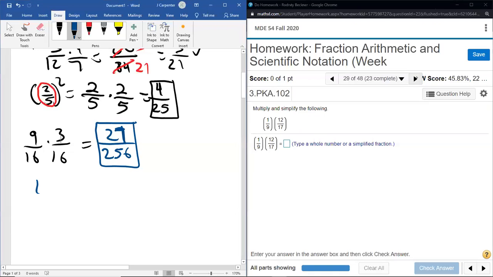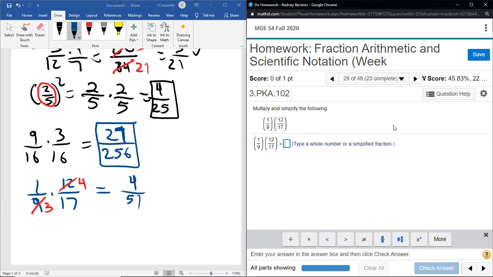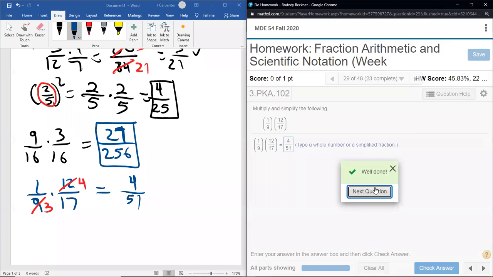We'll show this one. 1 over 9 times 12 over 17. 9 and 1 can't reduce, 12 and 17 can't reduce, 1 and 17 can't reduce, but 12 and 9 can. 3 goes into 9 3 times, and 3 goes into 12 4 times. Then you multiply straight across. 1 times 4 is 4. Over, that's 17, 34, 51. 3 times 17 is 51, not 57. 4/51, and we get it.